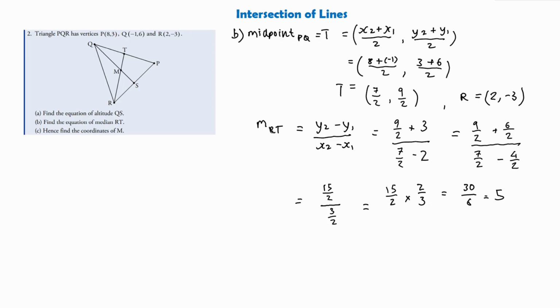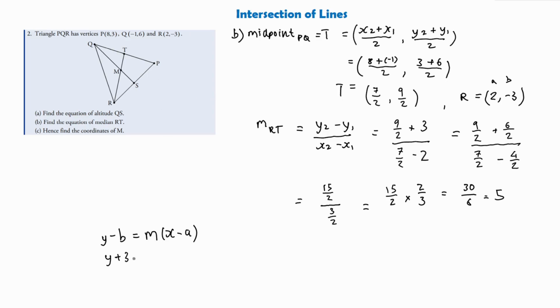So now we have the gradient of the line RT, we have a point which lies on the line RT. We can now work out the equation of the line RT by using y take b equals m x take a. Now for our a and b in this case, I'm not going to use the coordinate T because it's a bit messy. So I'm going to use the coordinates R, which still lies on the line. So it's completely fine to use.